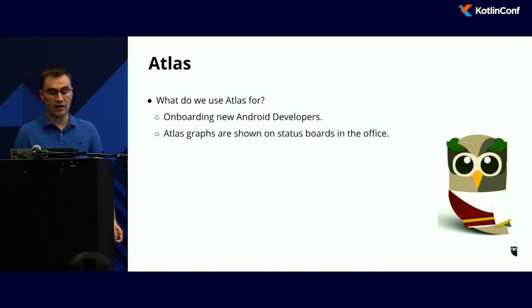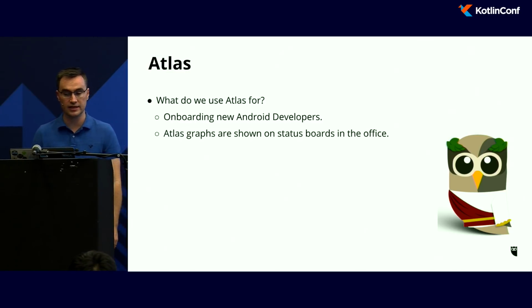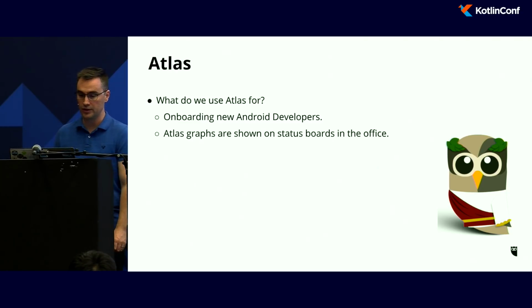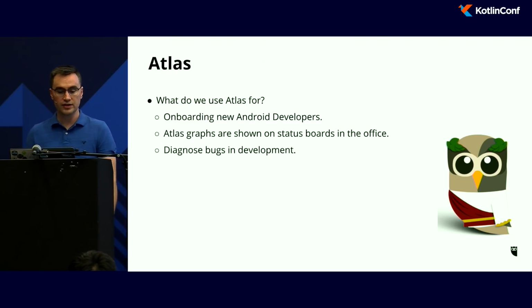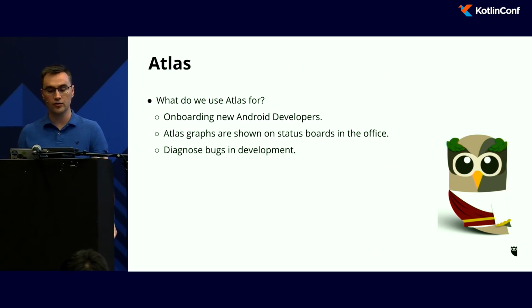We also show Atlas graphs on status boards around the office. It's a reminder for teams to fix dependency issues if it gets too red or too amber. We also use Atlas to diagnose bugs in development. If there's a shared library that has different versions being imported into the final app, this can cause issues, which we're able to diagnose and fix.